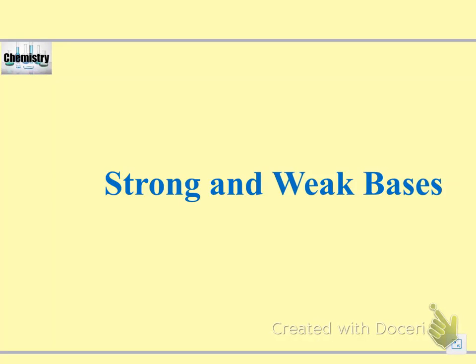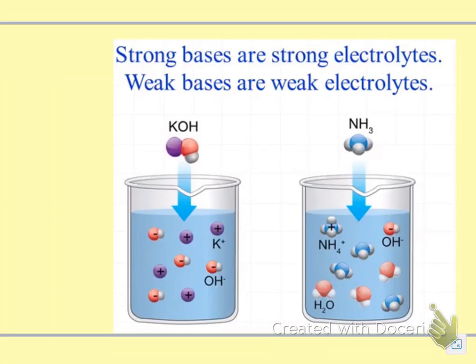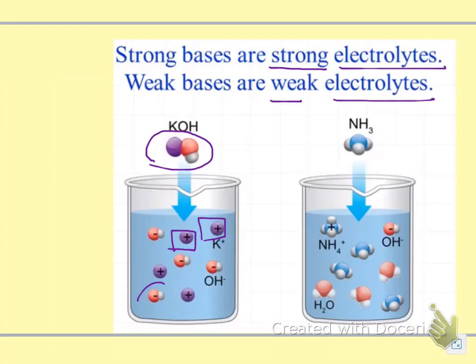Alright, in this podcast we're going to talk about strong and weak bases. Just like with strong acids, strong bases are also strong electrolytes and weak bases are weak electrolytes. That means that a strong base is going to completely ionize in solution, right? So we're going to make an OH minus and some positive ion, okay?